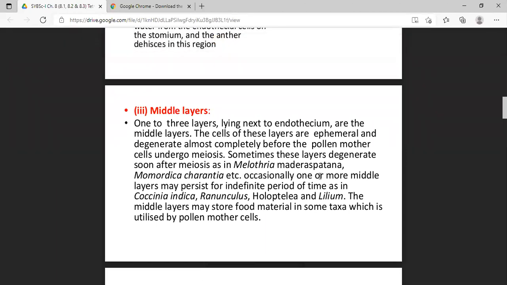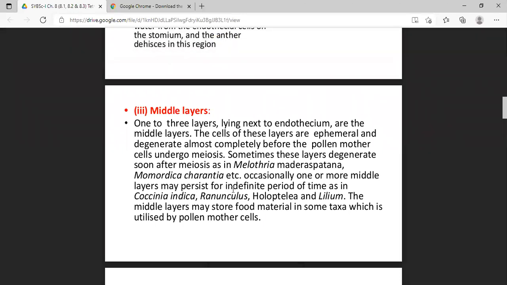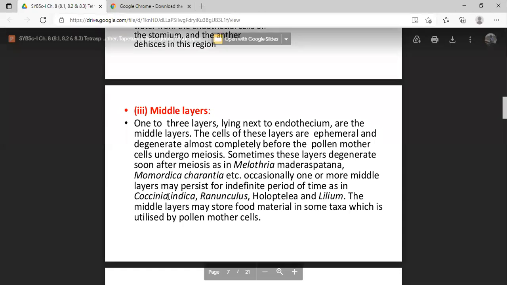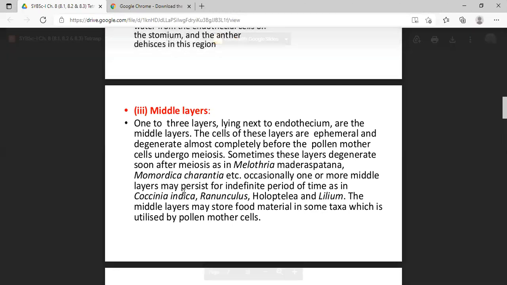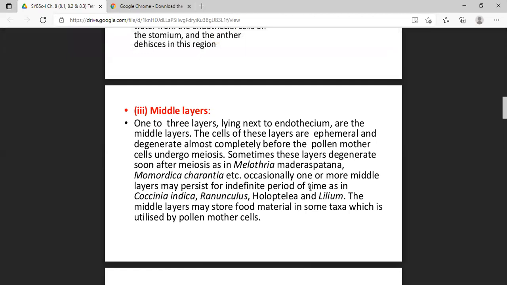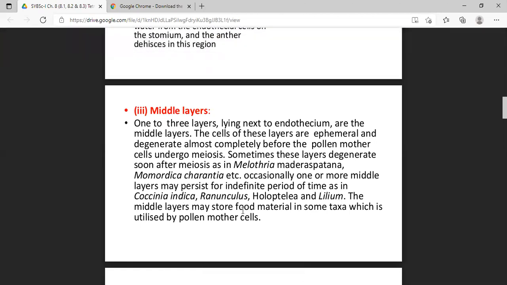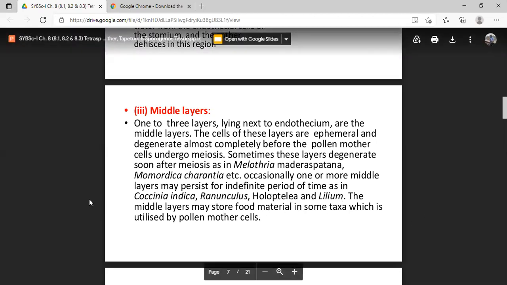In this, if we see one or more layers, they remain persistent for an indefinite period of time. As well as, if you see Cocos nucifera, Ranunculus, Ricinus communis, Holoptelea, Lilium, the middle layers have a function, that is to store food material. We can find this useful for the utilization of the PMC, the pollen mother cells.